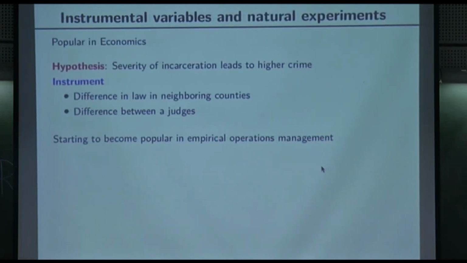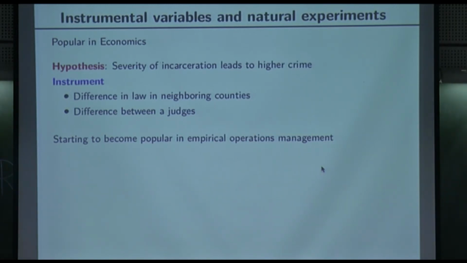There's also another area where instrumental variables and natural experiments are showing up, which is very popular in economics. So let's say the hypothesis, you want to test the hypothesis that the severity of incarceration leads to higher crime. This is a very hot button item right now, and in fact this is about the only thing that the Republicans and Democrats are agreeing on right now in the United States, that the prison incarceration rates in the United States are very high and we need to look at it. And one hypothesis would be that if you send people to prison, it actually increases crime, or leads to higher crime than if you let them be in the society.